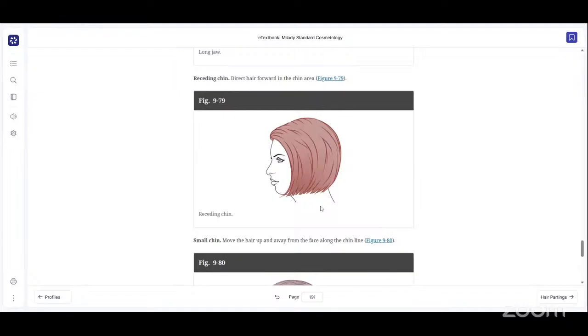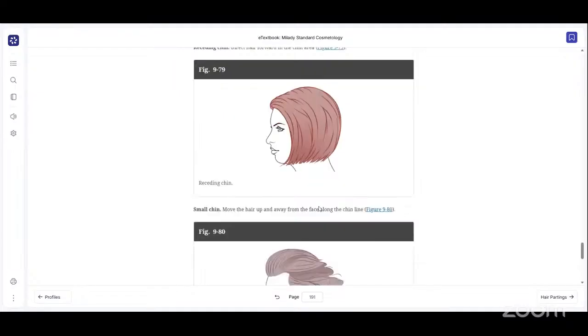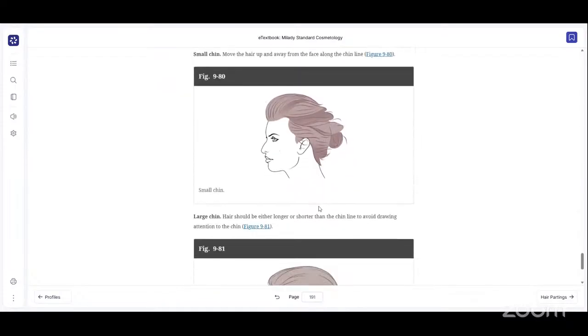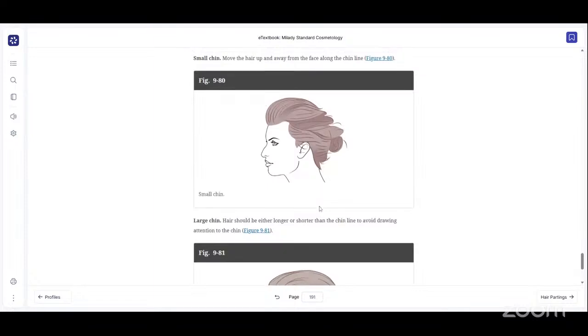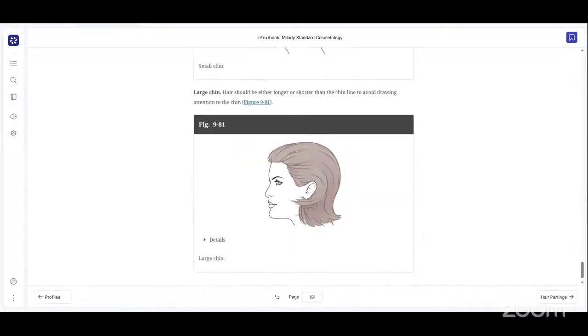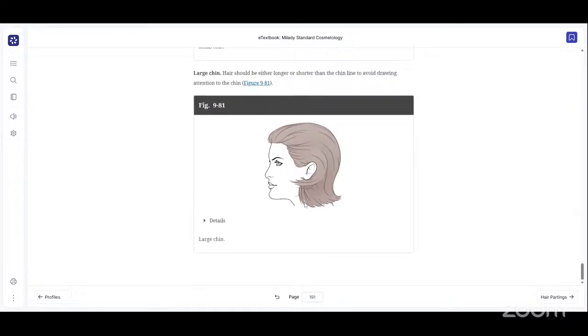Receding chin, okay, that means chin is small and goes back. Move the hair up and away, okay? So receding chin, direct hair forward in the chin area. Small chin, you want the hair up and away from the face along the chin line, all right? You want to make it bigger. Large chin, hair should either be longer or shorter than the chin line to avoid drawing attention to the chin.